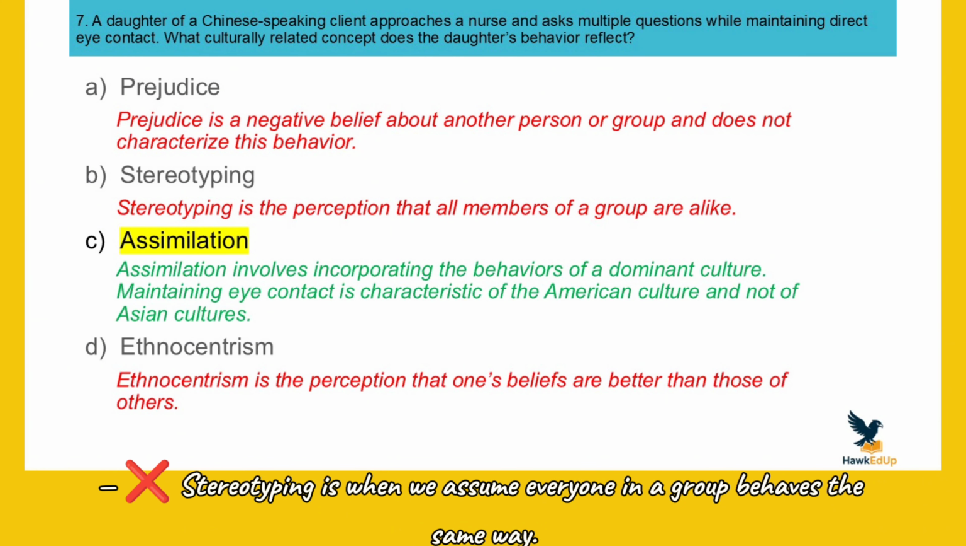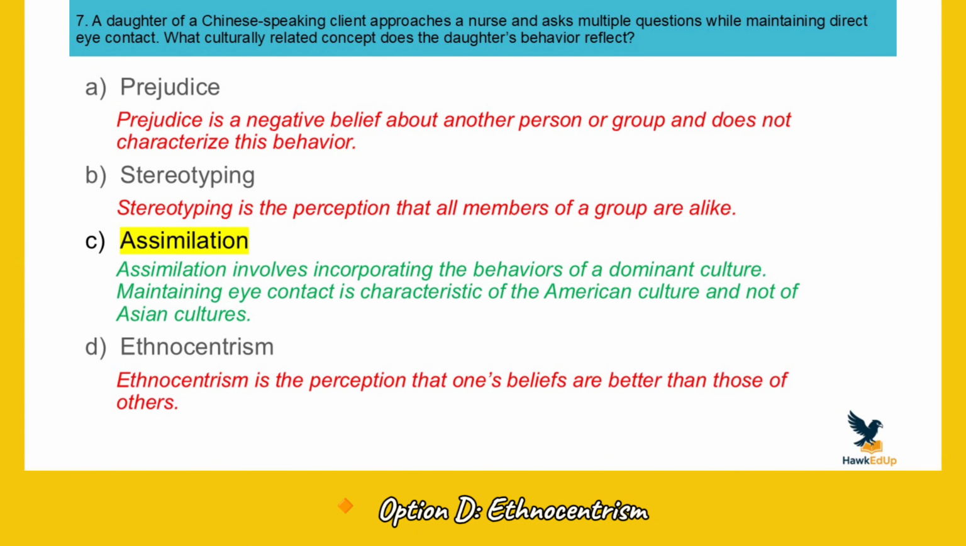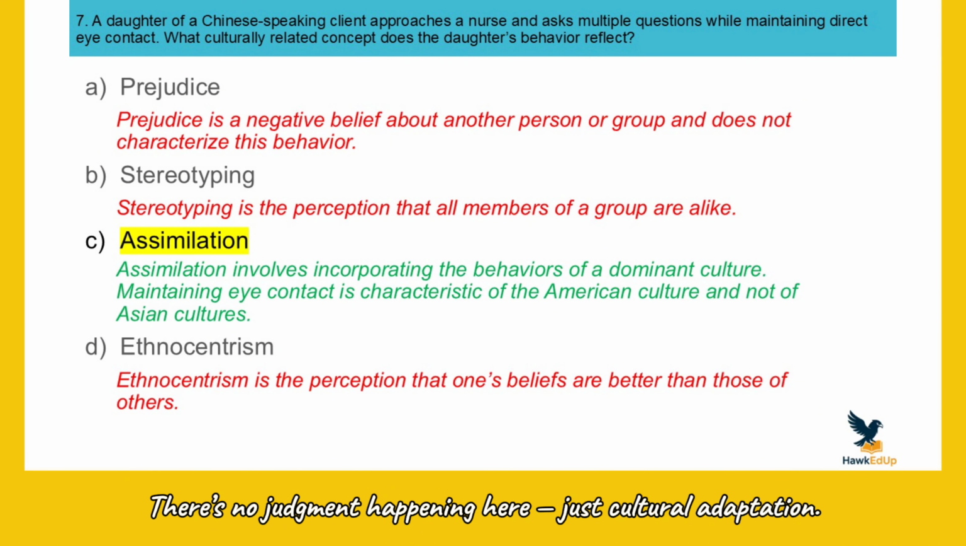Stereotyping is when we assume everyone in a group behaves the same way. But in this case, we're observing one person's individual adaptation, not labeling the whole culture. Option D, ethnocentrism. Ethnocentrism is the belief that one's own culture is superior to others. There's no judgment happening here, just cultural adaptation.